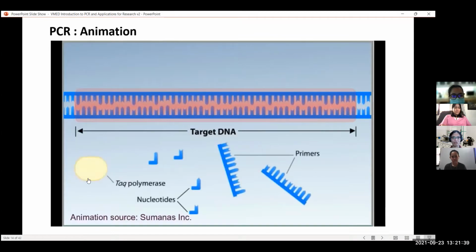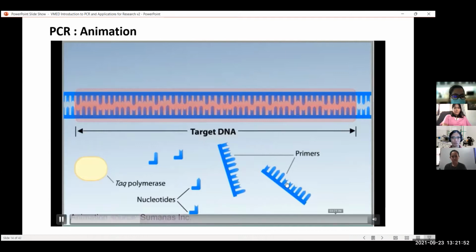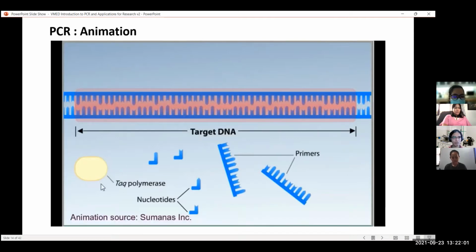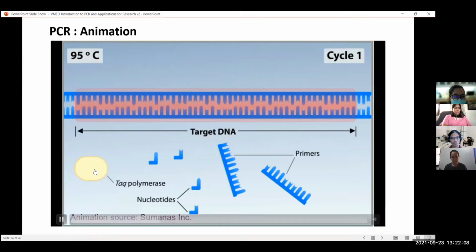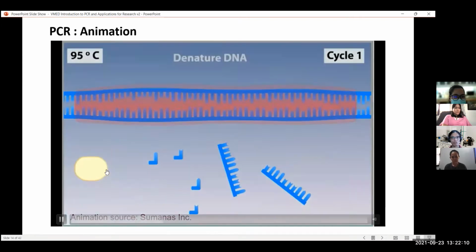So you'll need several other components: polymerase, the nucleotides or the building blocks of the DNA, and also the primers, which we will discuss later. But the purpose of these primers is to target the specific regions of the DNA that you will be amplifying. So this DNA polymerase is usually obtained from hot springs. So this is from the bacteria Thermus aquaticus.